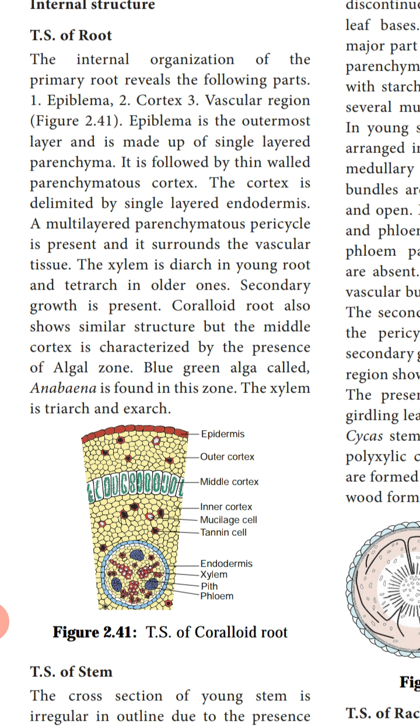Xylem elements in the case of normal roots may be diarch or tetrarch. In the young roots they will have diarch, and in the older roots they will have tetrarch. But in the coralloid roots we can find the xylem elements are triarch, that is 3 xylem elements are present. Next, in the center we have the pith.